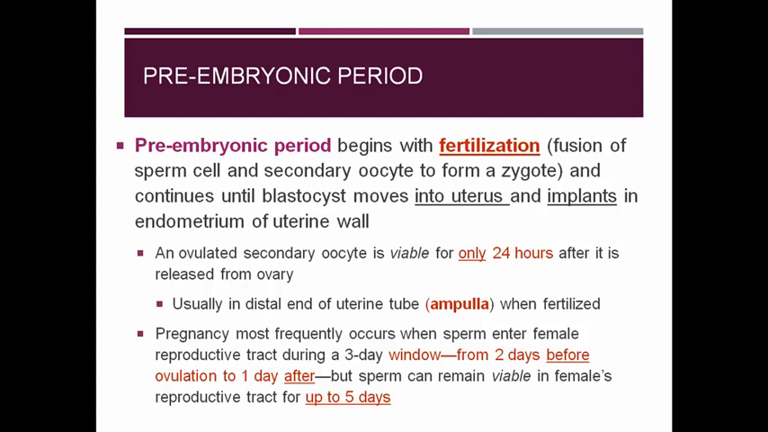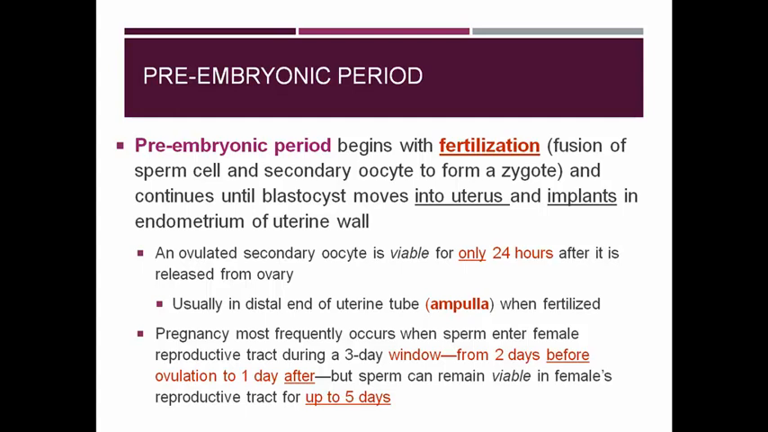So it's that ovulated secondary oocyte that is only viable for about 24 hours after the ovary released it in the process of ovulation. So you only have a 24-hour window around ovulation day, which is day 14 of the cycle. Where does it usually occur? It usually occurs at the distal end or the ampulla portion of the uterine tube or fallopian tube. So a majority of pregnancies begin there. The sperm finds the oocyte or the egg and fertilizes it in the ampulla of the uterine tube.